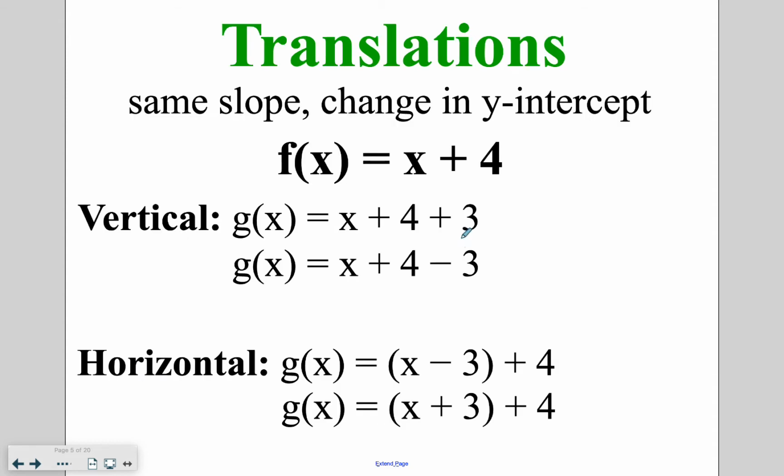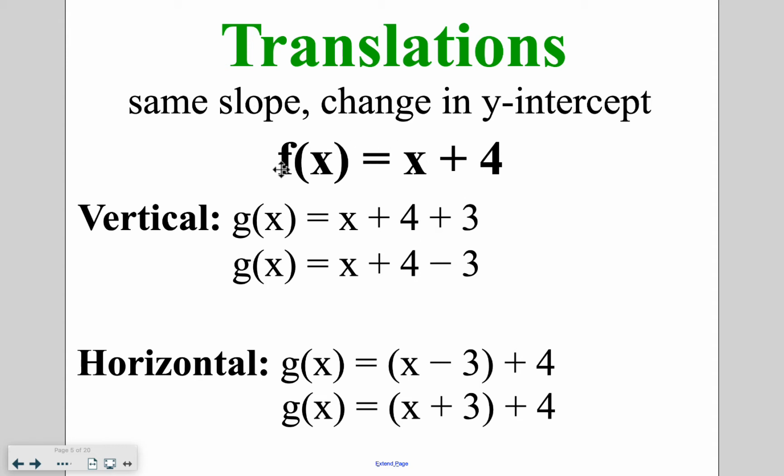So we're going to start by looking at the translations. Again, this is where we slide the line around the graph. This is going to keep the slope the same. It's not going to change the tilt of the line. It's only going to change the y-intercept. When we translate, we can move up and down, the vertical, or right and left, horizontal.